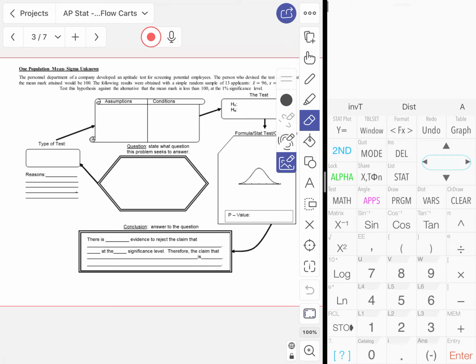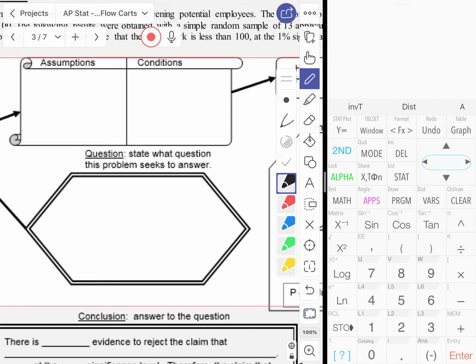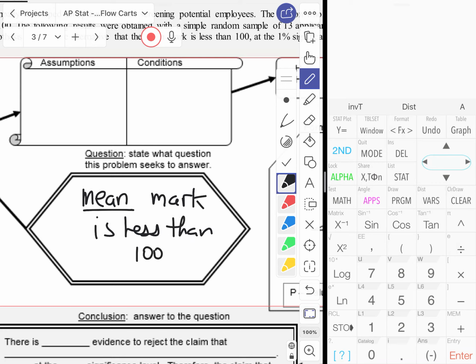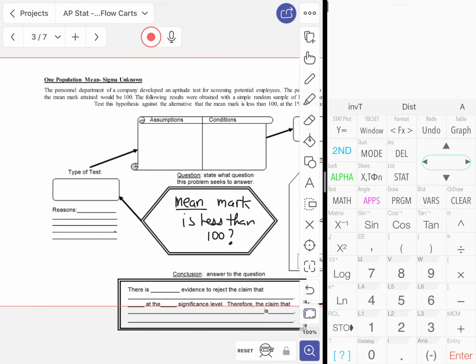Then we get the test. Test this hypothesis against the alternative that the mean mark is less than 100. All right, so that's our question. The mean mark is less than 100. I put a little question mark after that, just to keep in the spirit of it being a question, right? But that's going to make it either a z-test or a t-test.